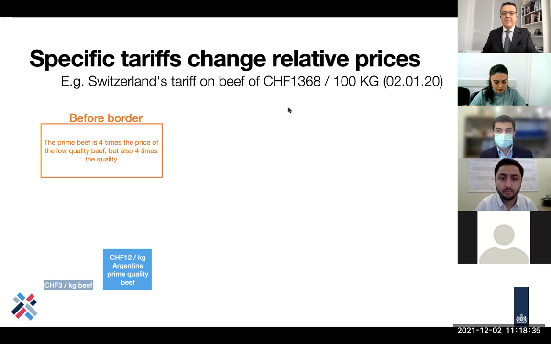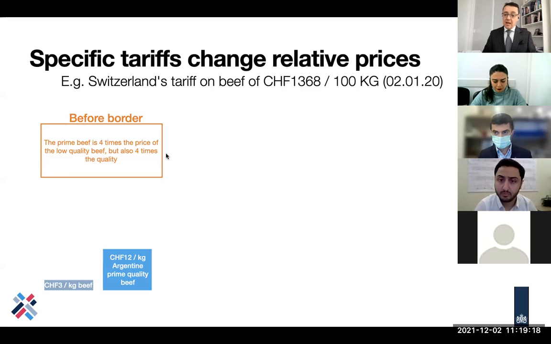And Switzerland has a specific tariff on beef, which costs 1,368 Swiss francs per 100 kilos. How does that work? Well, if we have cheap beef coming from, I don't know, France next door, which is because Switzerland is not part of the EU, there are tariffs on beef coming from France, okay? So French beef comes in, and French beef is not necessarily fantastic, or take Italian beef. It's not known to be great quality. Italian beef will be about 3 Swiss francs a kilo.